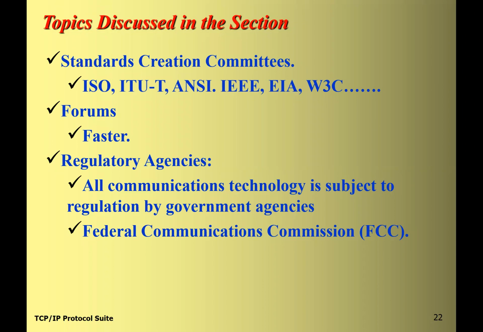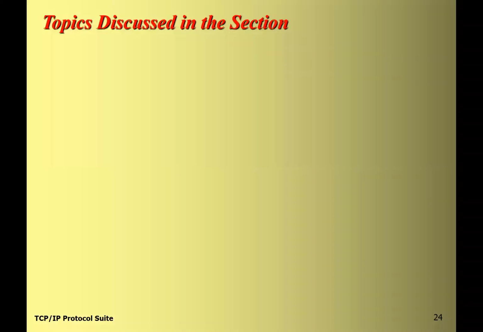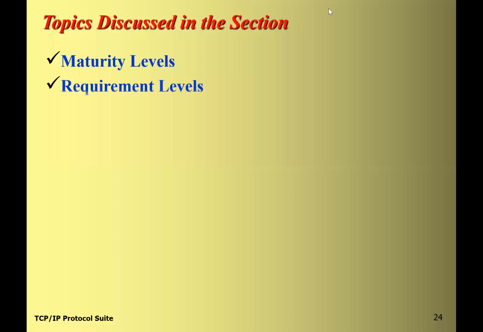You need an official committee or forum or agency to work on, communicate, and approve that and make it a standard. So how do you make a standard? Let's say you have an idea, you work on it, and now you want to make it a standard. It has to go through a process. So what's the process? That's what they call maturity levels.